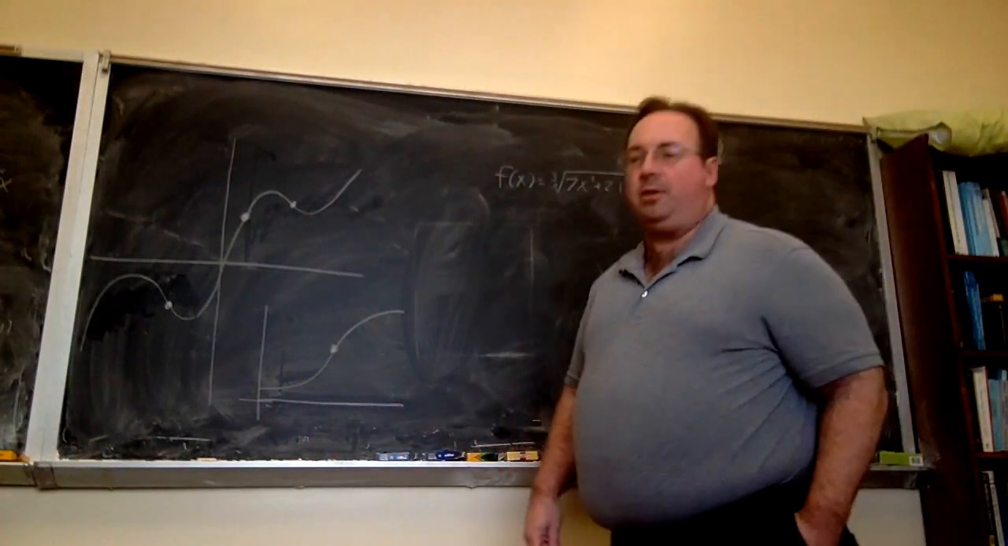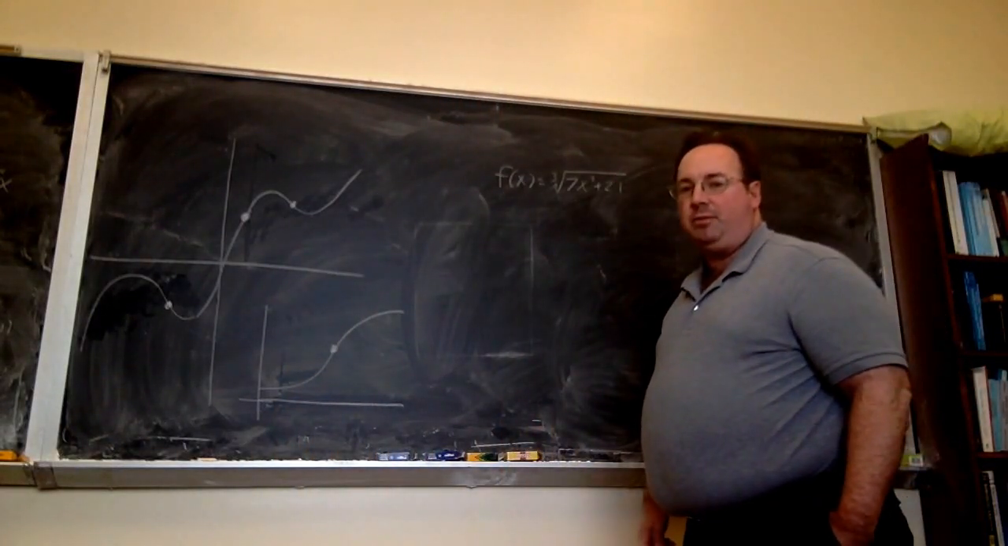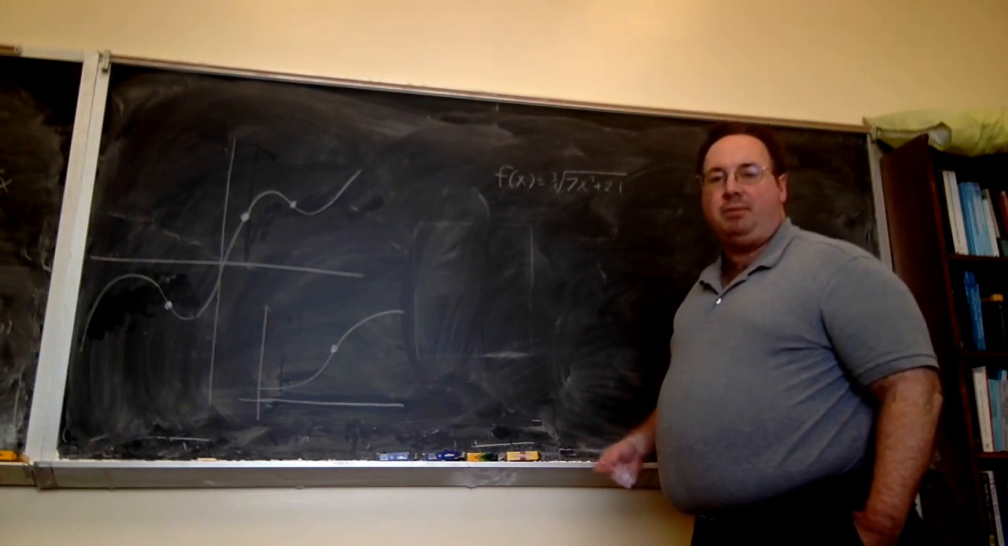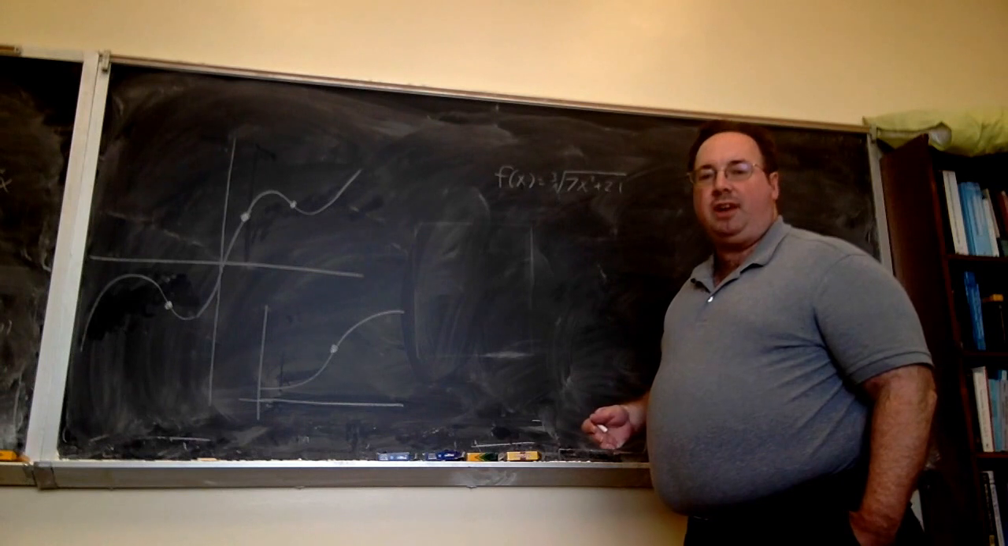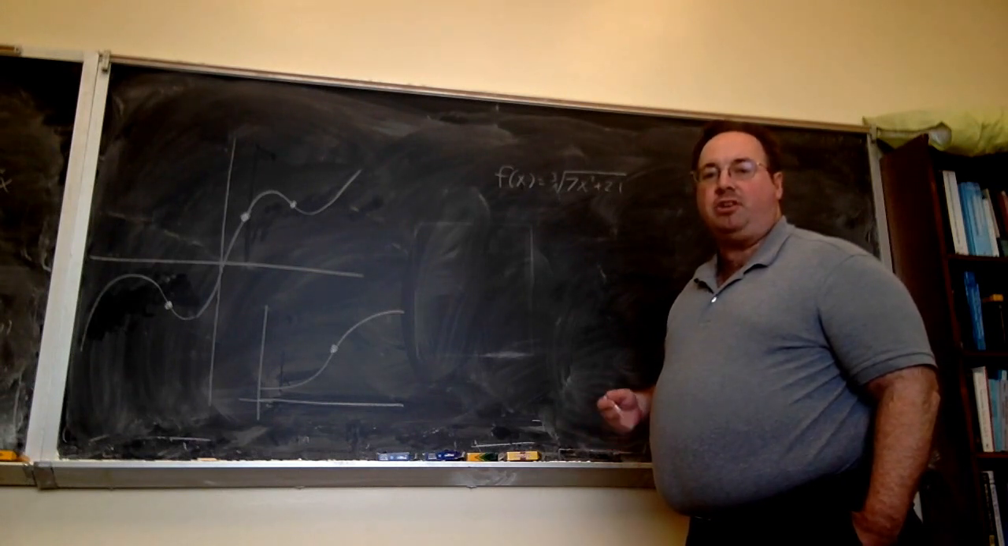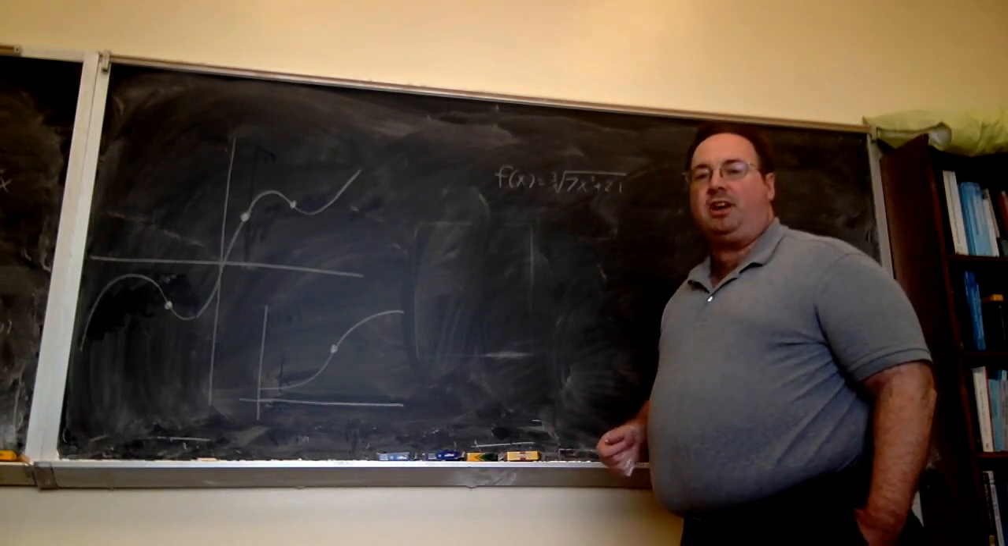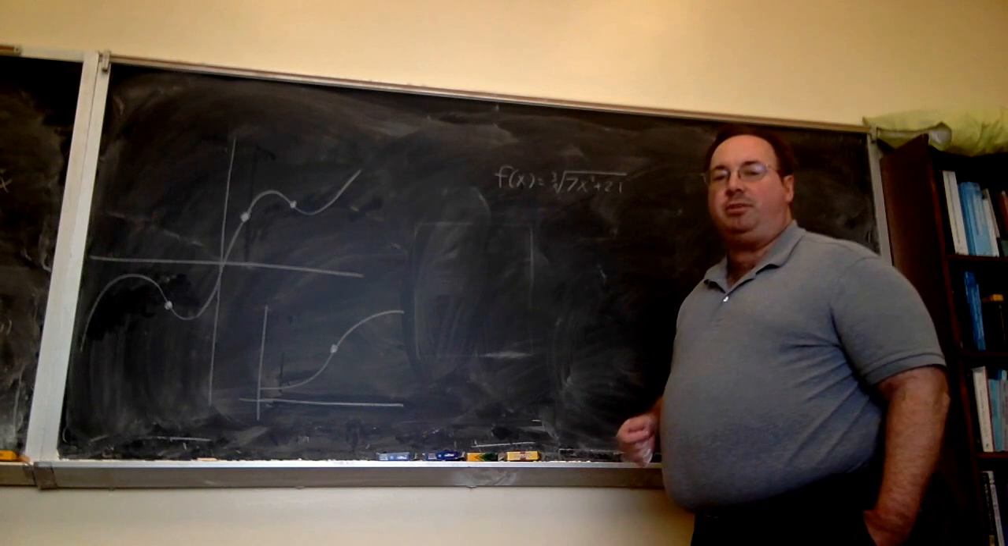Okay, in this video we're going to learn about the concavity of a graph, what it means for a graph to be concave up or concave down, and how to determine points at which the graph of a function changes concavity from concave up to concave down or vice versa. These points are called inflection points, or in certain contexts a point of diminishing returns.